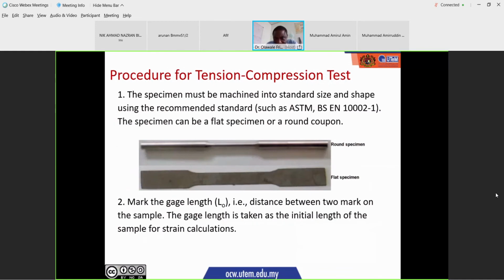Step one. Your specimen must be machined or manufactured according to standard size and shape. There are 2 common shapes we use. This is one, that is a round specimen. Then this is another shape.